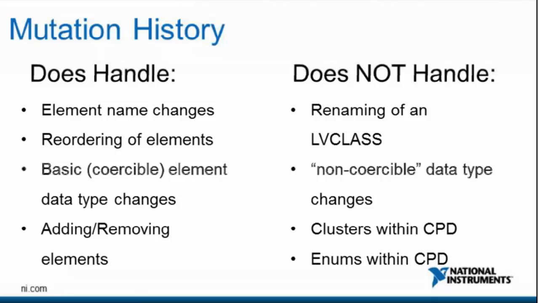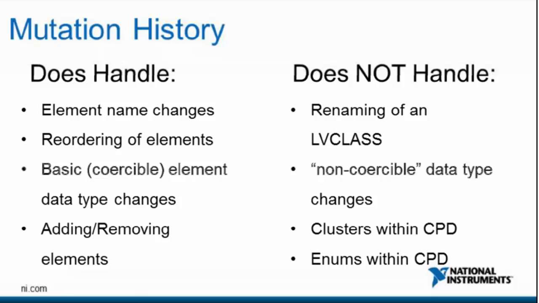It does handle basic coercible element data type changes. So if you change something from an integer to a double, it will be able to handle that, what would normally on the block diagram be a coercible data type change. If you had the number 10 stored there as an integer, it will be able to know that's the number 10 as a double. And it handles adding and removing elements fairly well.